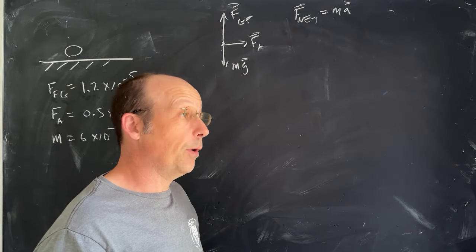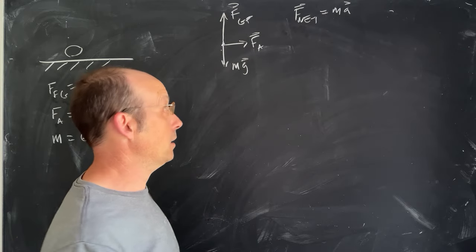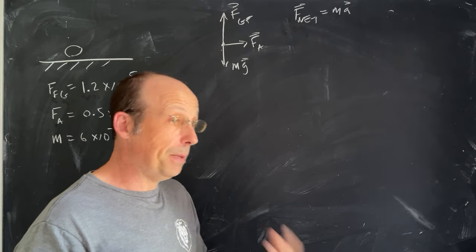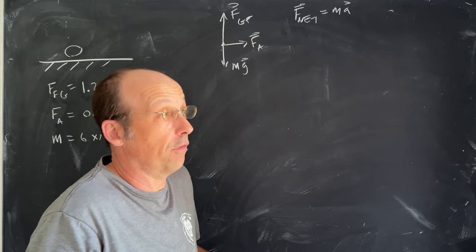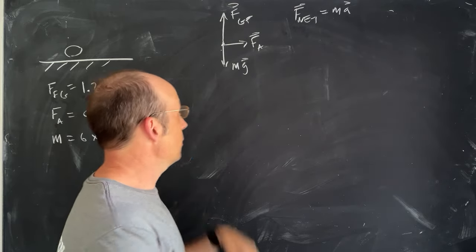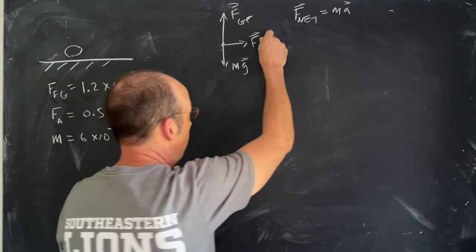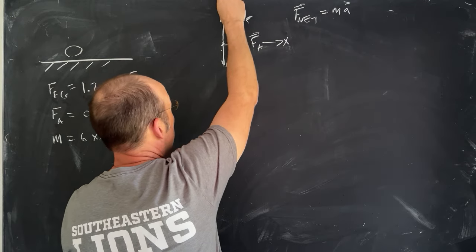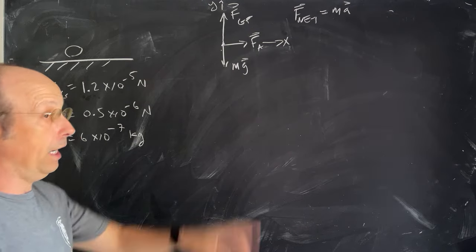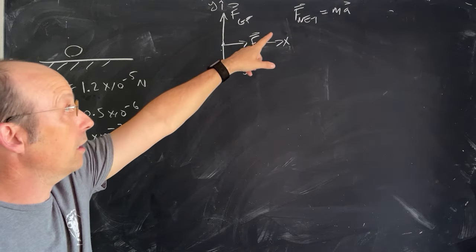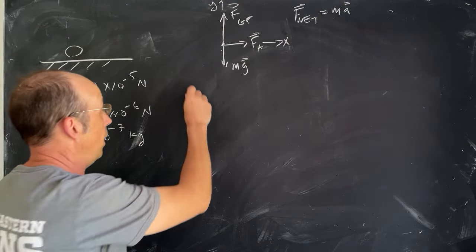And the next thing that we would do would be to pick our x and y axis. The best thing is to pick the axis, either the y or the x, in the direction of the acceleration, but I don't know that. So let's just pick the x-axis. We can't always get what we want, but sometimes we get what we need, right? So I'm going to pick x that way and y that way. And I'm going to, again, break Newton's second law into an x equation and a y equation.